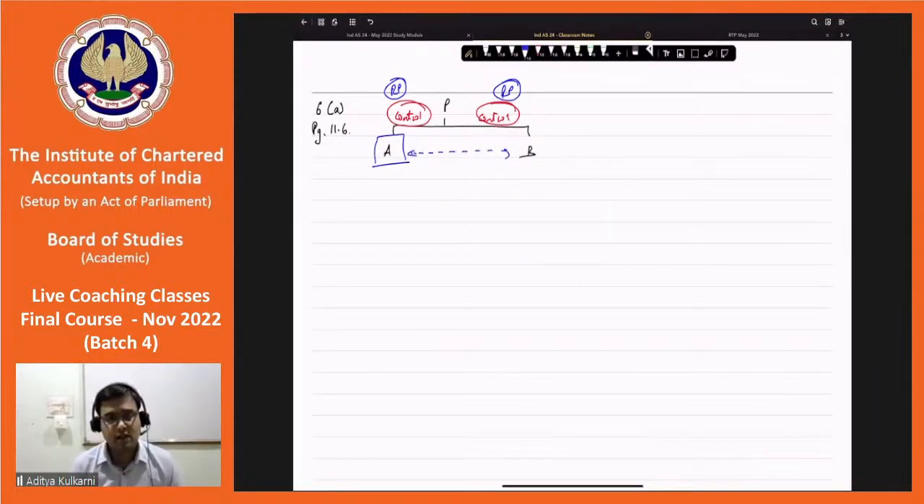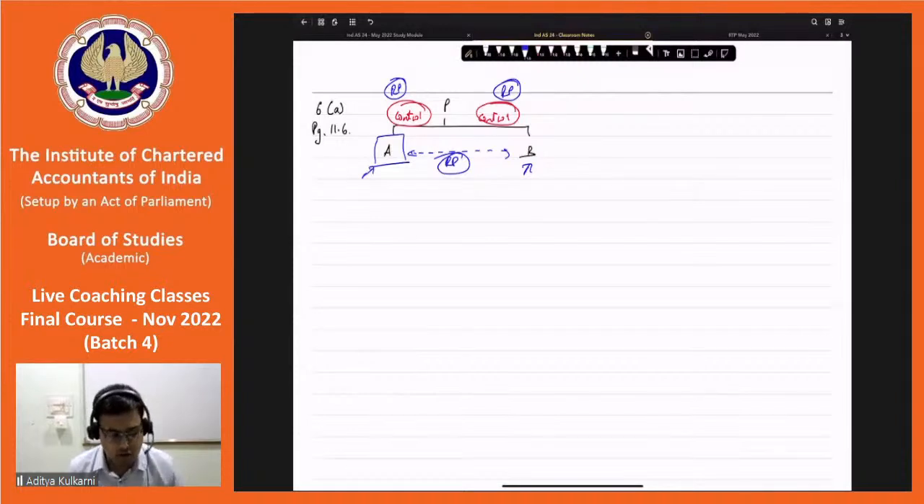Answer is yes. The words used are: an entity, that is B, will be related to the reporting entity, that is A, if they are members of the same group. A is a member of the group where the parent is P. B is also a member of the group where the parent is P, and therefore A and B are both members of the same group. Will they be related? Answer is yes. They will be related parties. Is it okay? Is it fine, everyone? Any doubts? We will then move on to the next one.